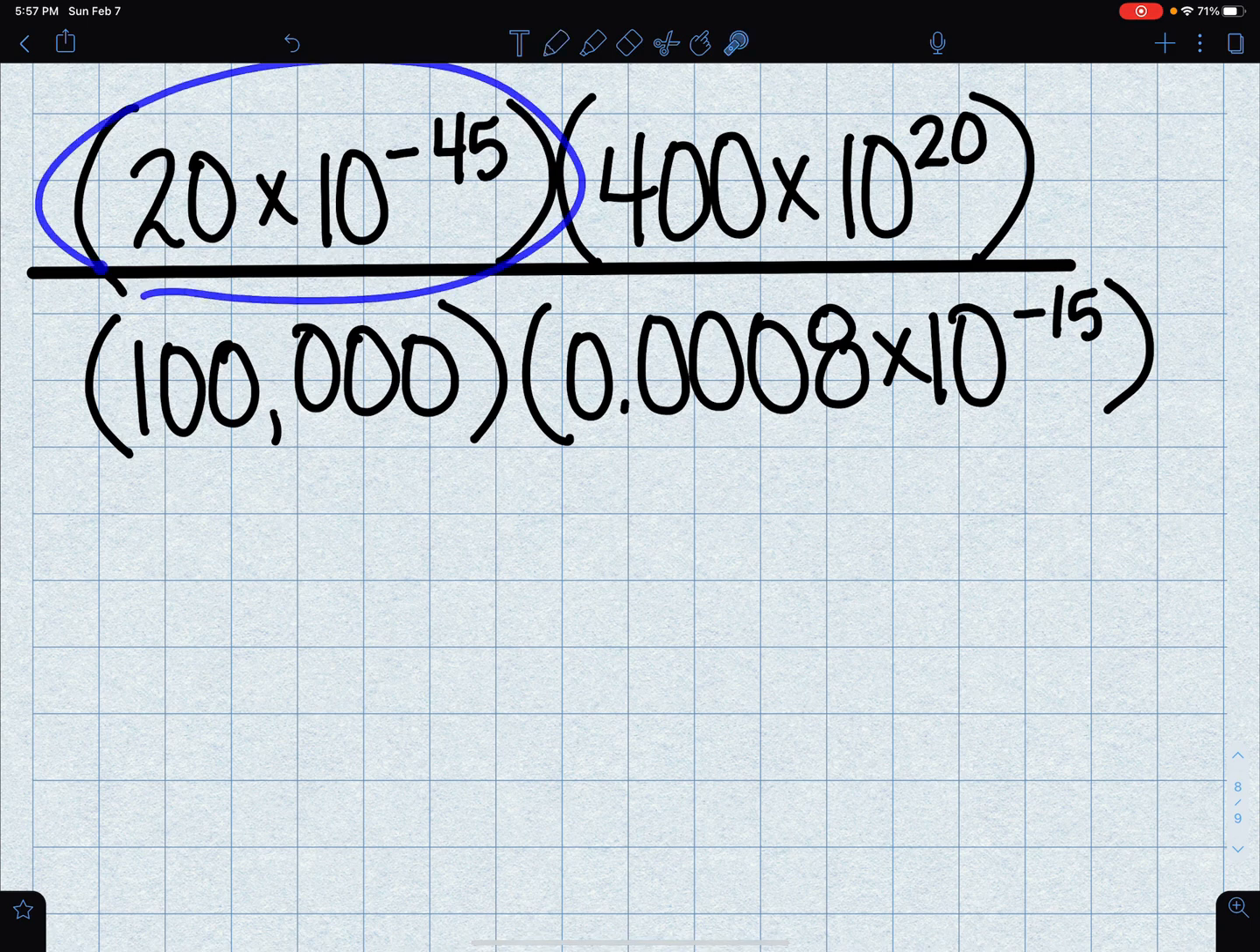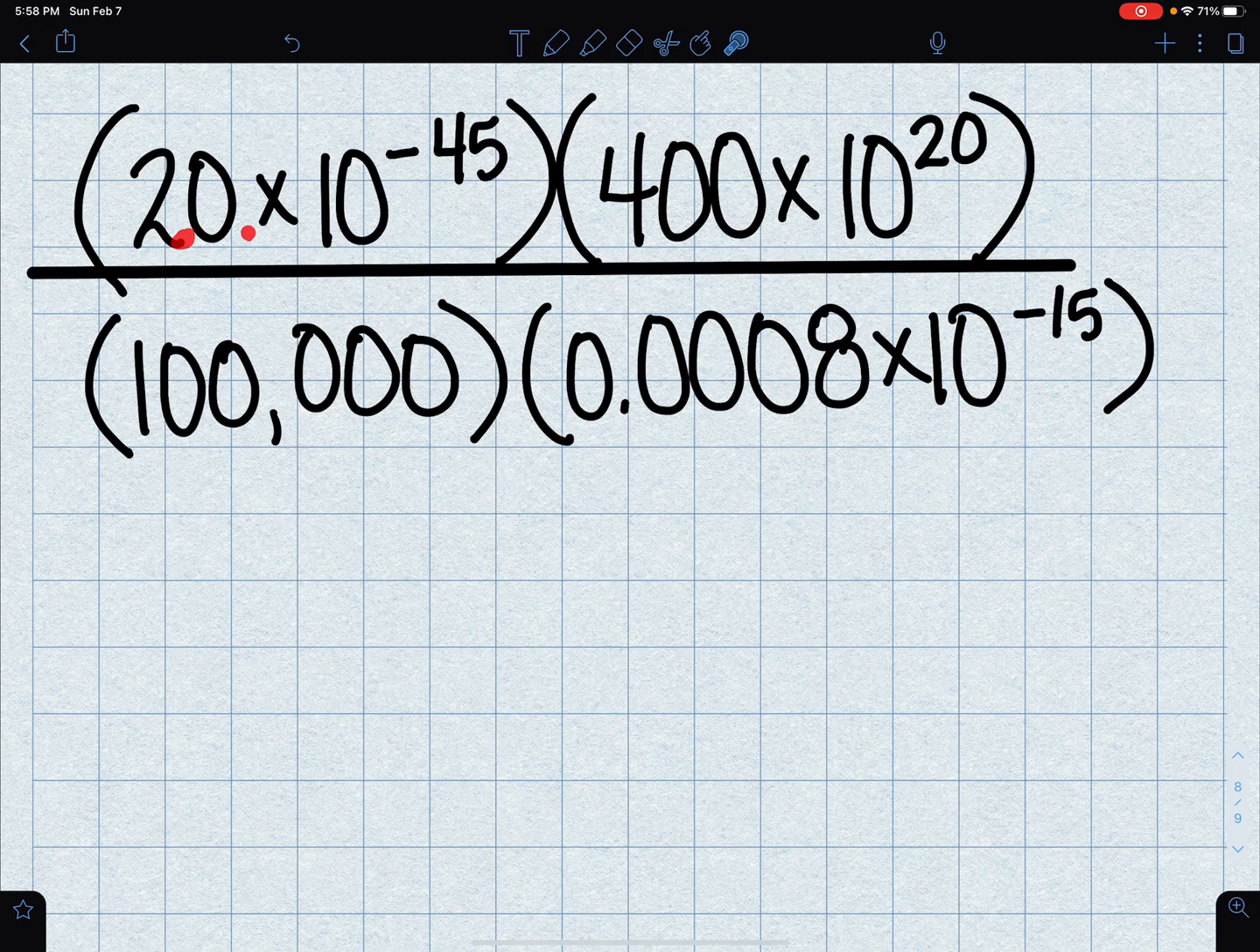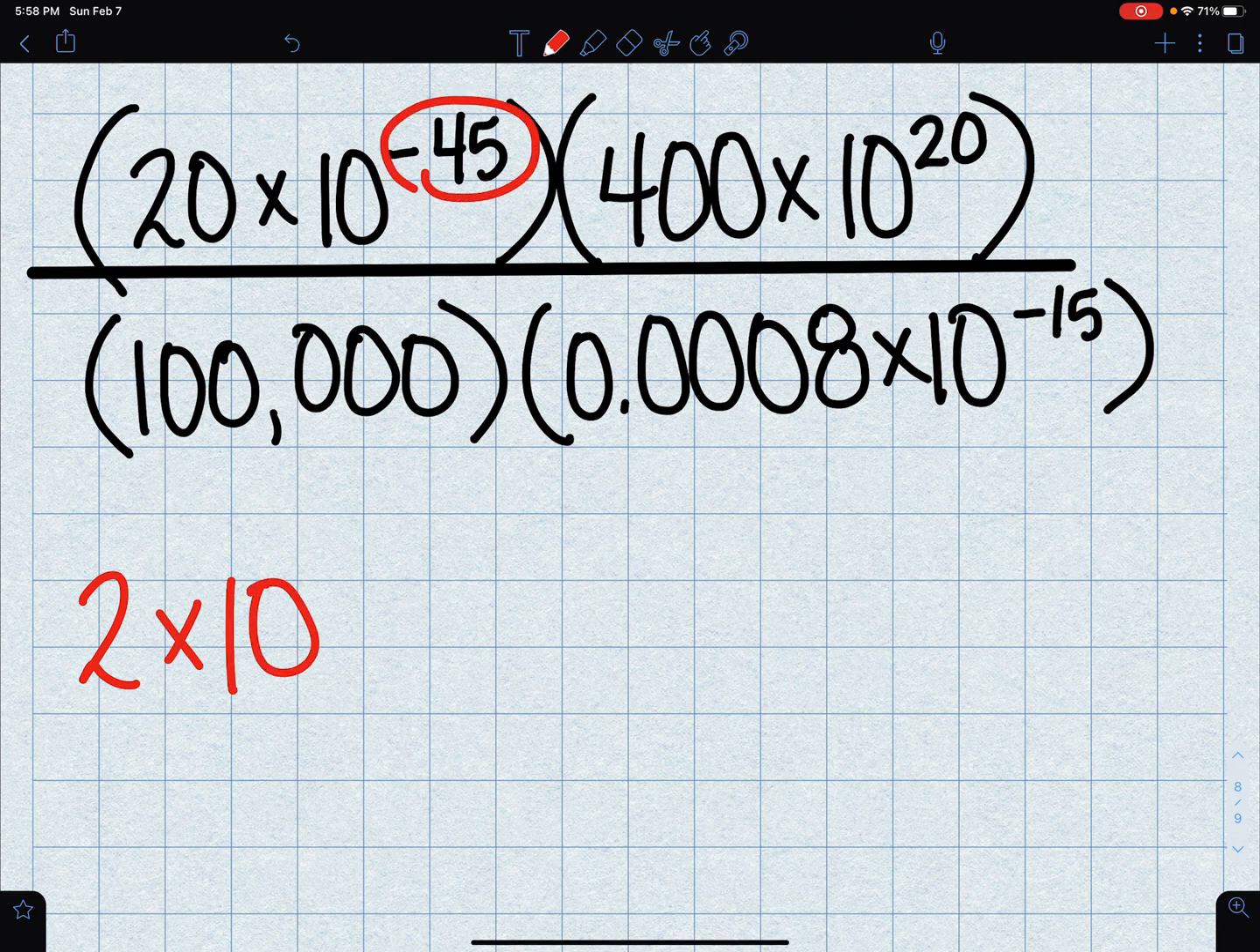Don't let this trick you. This is not in scientific notation. You need the decimal point there. All right, so we want it here. It's actually here. We're going to make this number smaller, 2 times 10. So this one's got to be bigger. So it's going to be negative 44.